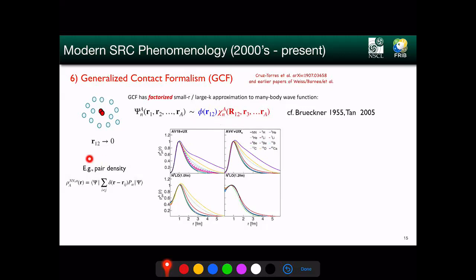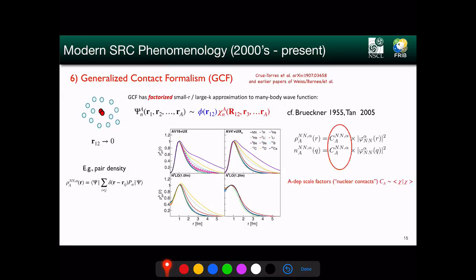So, for example, if you look at the relative pair density in various two nucleon channels labeled by this alpha, you find that if you do it for a bunch of different nuclei and then rescale them so that they all fall on top of each other at r equal 1 Fermi, you find that they all have exactly the same shape at short distances.